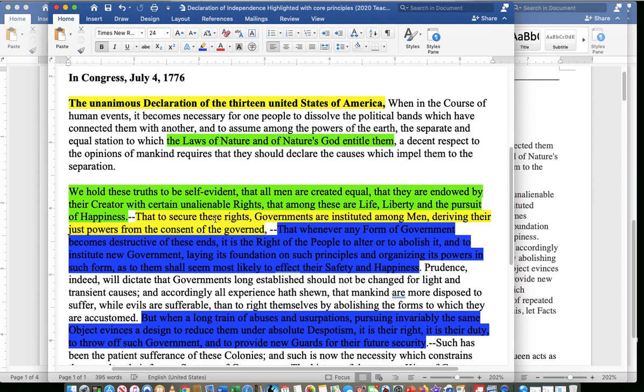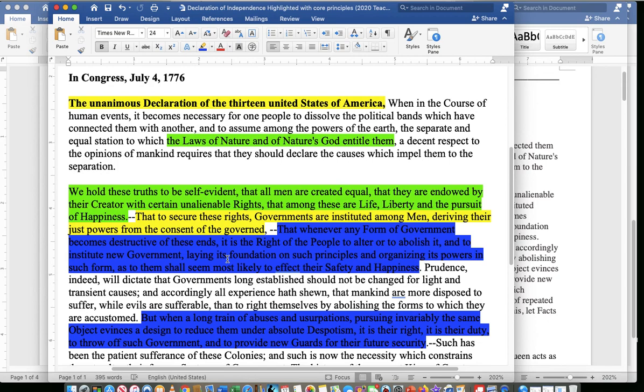And then to secure these rights, governments are instituted among men, deriving their powers from the consent of the governed. So government is composed of people, and they have power because we give them power. All right. Now, in the blue right here, those are allusions to the social contract theory, that whenever any form of government becomes destructive to life, liberty, and property, it's the right of the people to alter or abolish it.